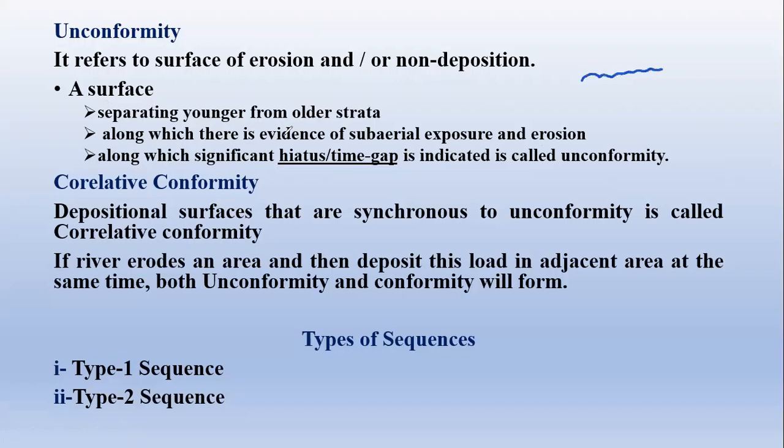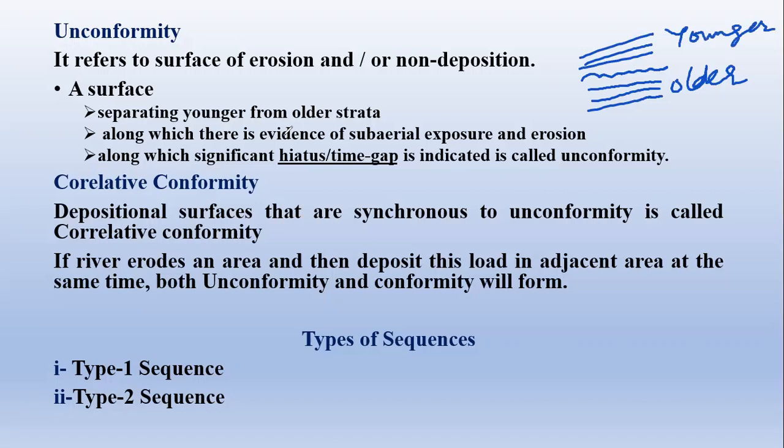Any surface which separates underlying older rocks from overlying younger rocks, plus there is evidence of subaerial exposure and erosion, and along which a significant time gap is indicated, by which we mean that deposition within a certain time interval is missing, there is a break in the sedimentation. So such surface is then termed as unconformity.